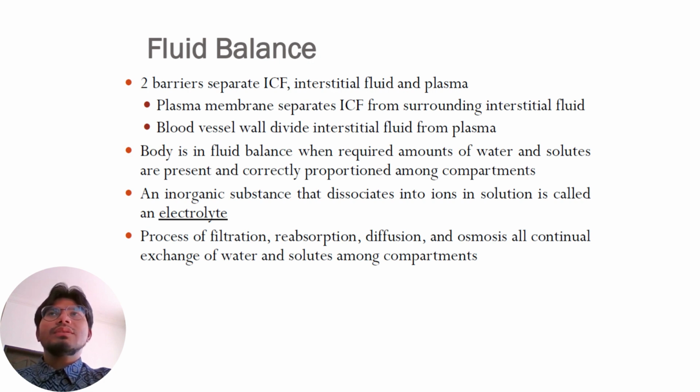If, let's say, there is more water in the human body, water will be removed through micturition, and it will produce unconcentrated urine. If salt or solute is relatively high compared to water, then the salt will be expelled, removed by the micturition process through the urine. Then we can say that that particular human being produces concentrated urine. Since water is movable across the compartments, there are two barriers that separate ICF, interstitial fluids, and plasma. They are the plasma membranes and the blood vessel wall.